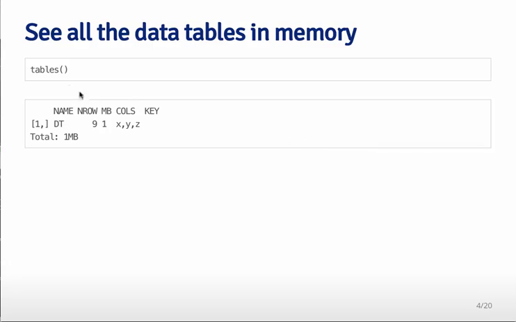So one thing that you can do is see all of the data tables in memory, and you do that with the tables command. It has an S at the end. It's different than the table command. And so what it'll tell you is the name of the data table, how many rows, how many megabytes, how many columns, and if there's a key. I'll talk a little bit more about what I mean by a key in a minute.